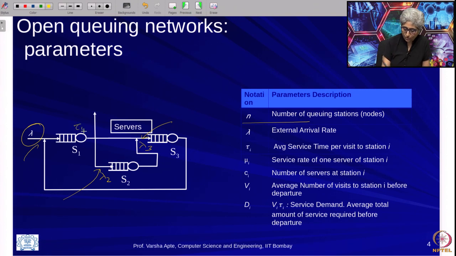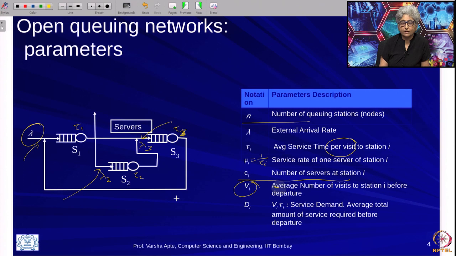Of course, we have our usual tau i's, average service time per visit. Now, we have to use this phrase per visit because we have multiple visits. So, this tau 1, tau 2, tau 3 will continue to denote the amount of service that a request needs at that service station in one visit. Mu i as usual is just 1 over tau i. Ci is the number of servers at station i. Generally speaking, in the remaining lectures in this course for queuing networks, we are only going to deal with examples with single servers, but actually the general Jackson queuing network theorem does apply to multiple servers.